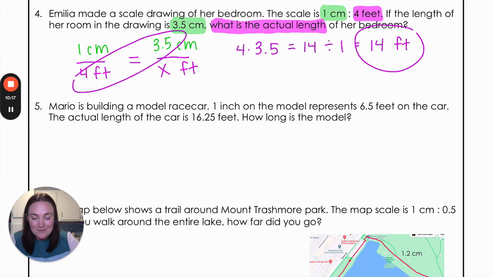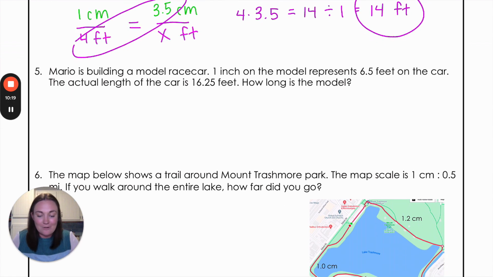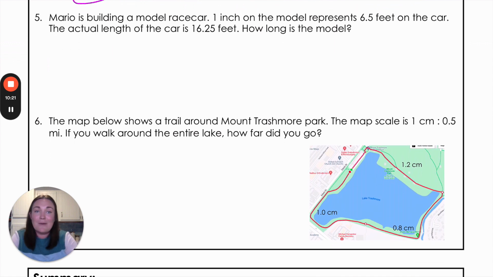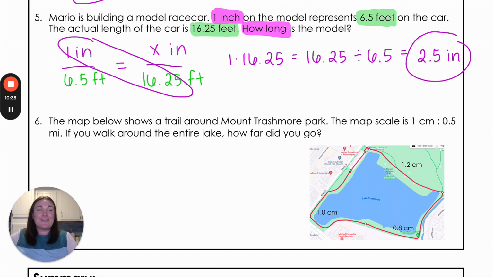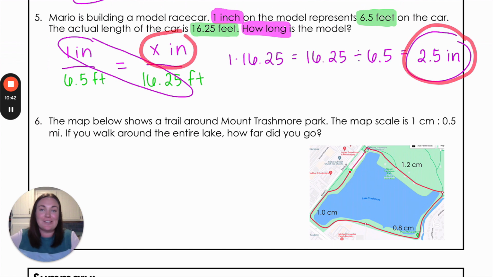All right, number 5, Mario is building a model race car. 1 inch on the model represents 6.5 feet on the car. The actual length of the car is 16.25 feet. How long is the model? Okay, so I've highlighted our labels and our numbers. I want you to pause the video here and I want you to try to set up that proportion and solve for that missing length. And our answer for this one should be 2.5 inches. So we have x inches, 2.5 inches. That is how long the model is.